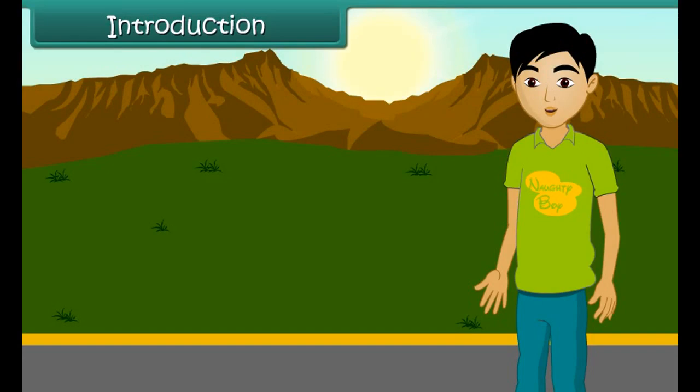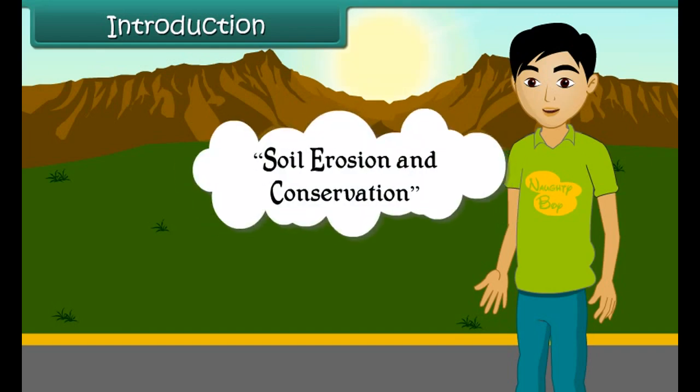Children, soil erosion is one of the major environmental problems in today's world. Come along to know more about it in this lesson. Soil erosion and conservation.